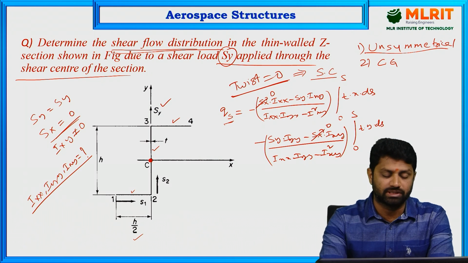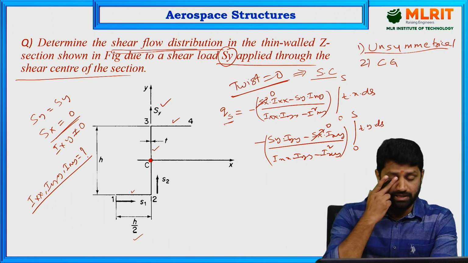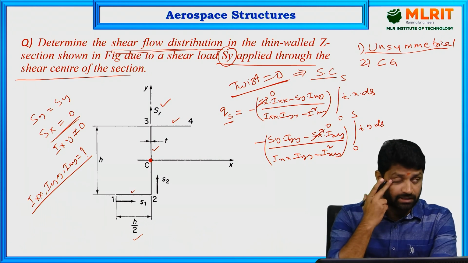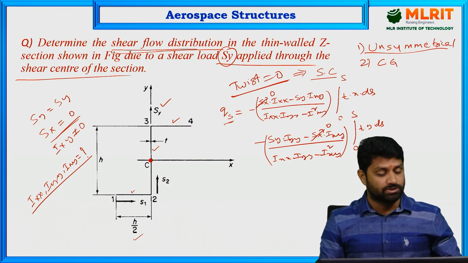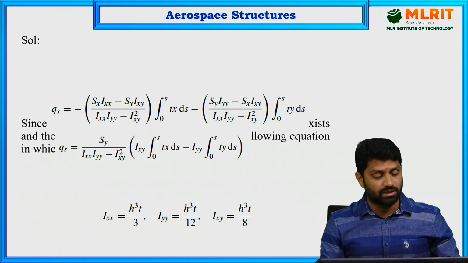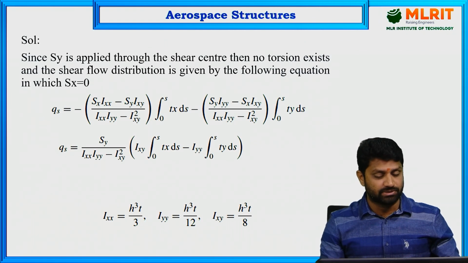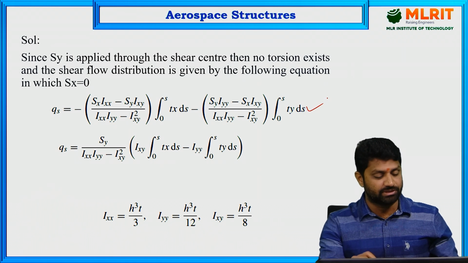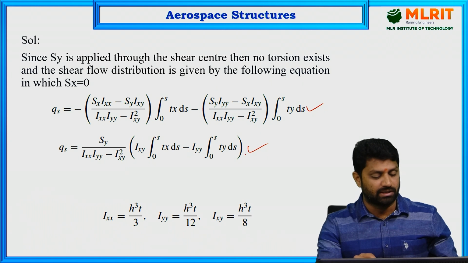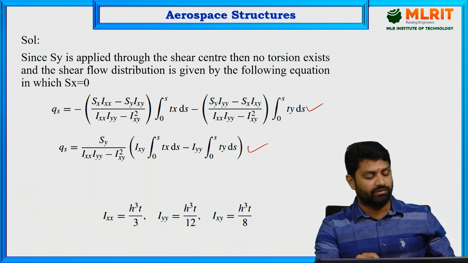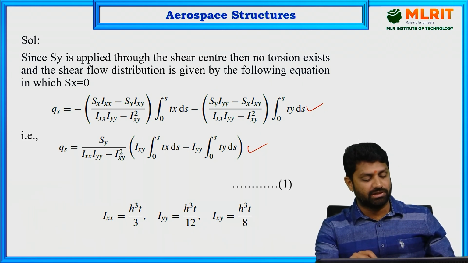So the foremost thing is what? Ixx, Iyy and Ixy we need to calculate. To go with this, first let's try to understand this. This is the formula for shear flow in open section beams, and after substituting Sx equal to 0, which is given, the formula is reduced to this, and here what we need to understand is that you need to calculate the moments of inertia.